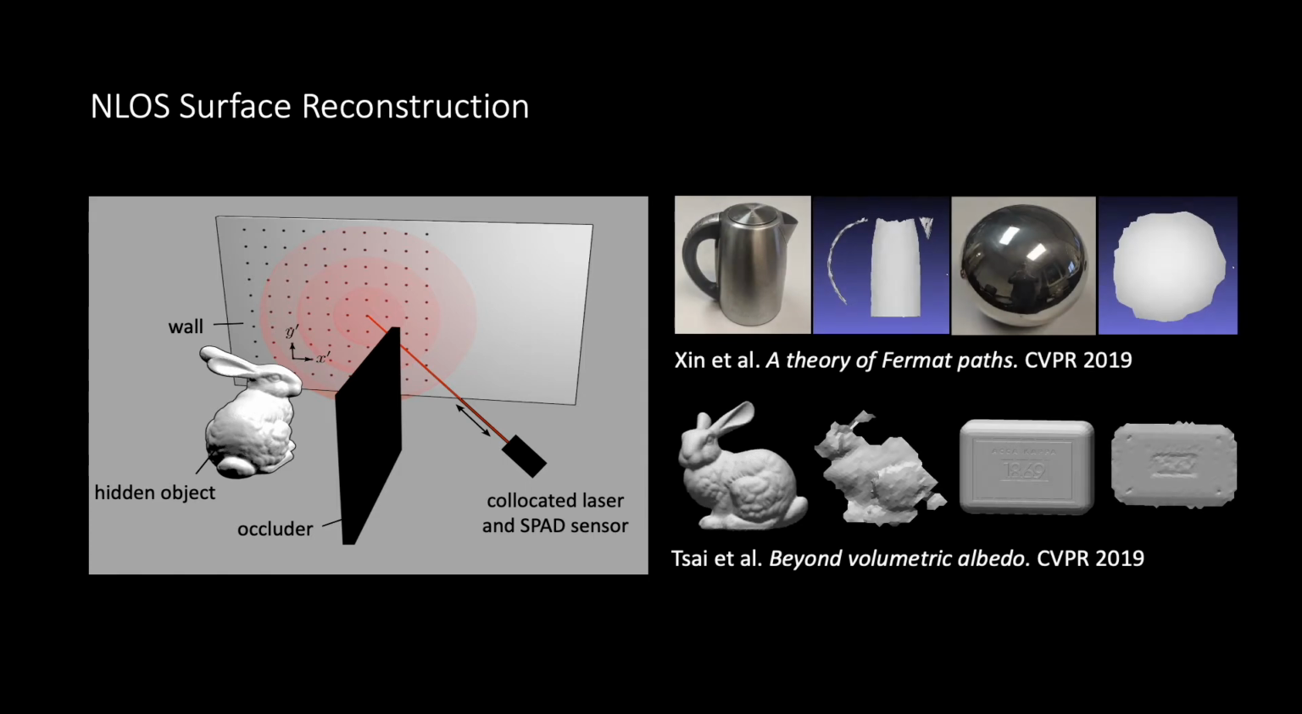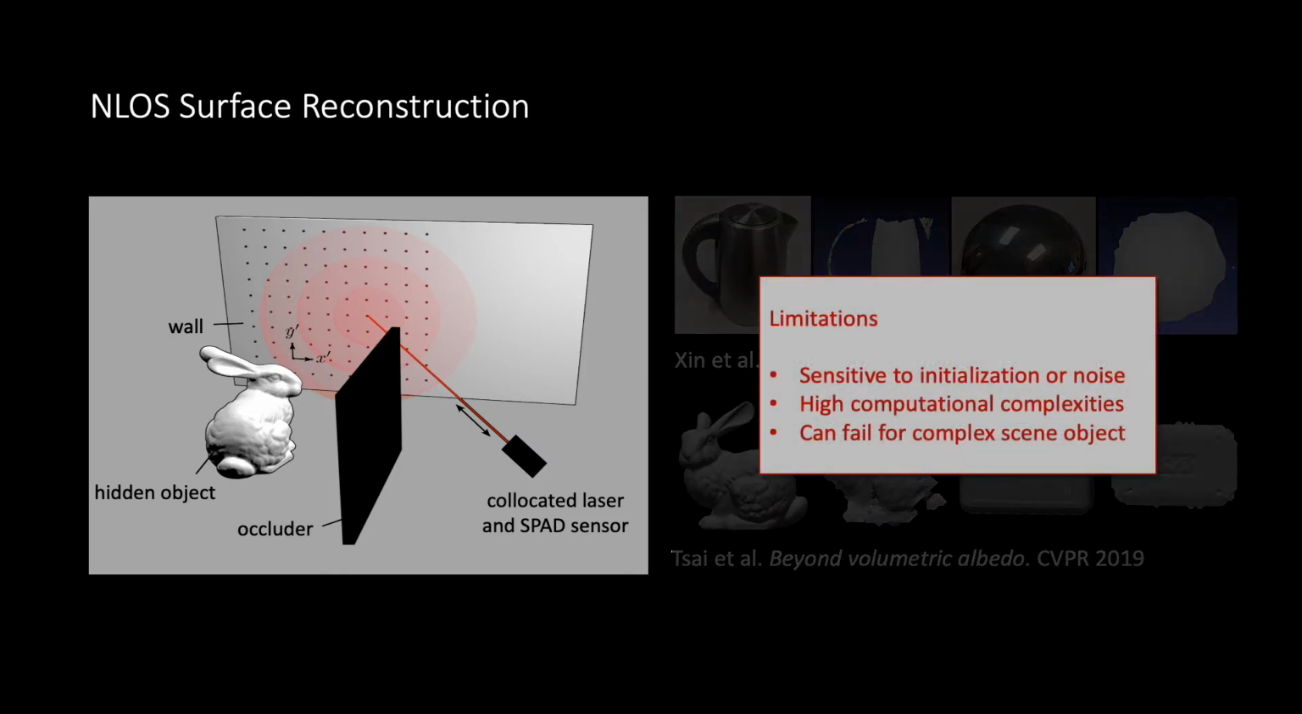Recent non-line-of-sight surface reconstruction methods have shown promising results. However, they still have a number of drawbacks. These include sensitivity to algorithm initialization or capture noise, and high computational complexity. Moreover, they can fail to reconstruct the scene altogether if the scene geometry is complex.